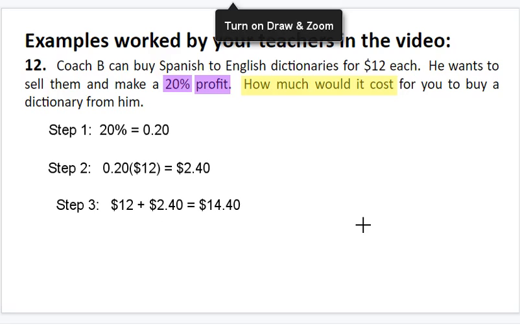$14.40. Okay, so like I was saying earlier, it is important that we understand the differences in these numbers. Okay, so the $14.40, that is how much the dictionary cost if you were to go purchase it from Coach B, because he marked it up $2.40. So this is the actual markup. This is his profit. So for every dictionary, he makes $2.40 profit. It cost us $14.40 to purchase it.